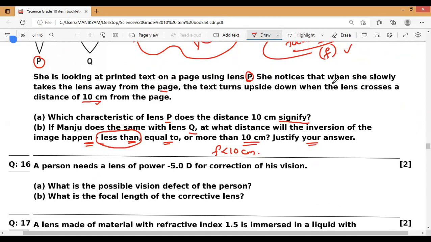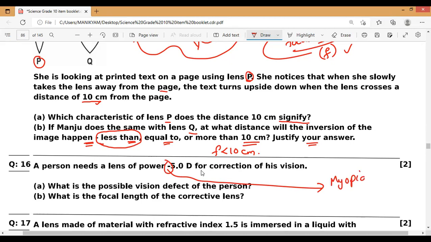Please respond. Okay, next. Any doubt, anybody, please ask. Now, next question. I don't want to read it also. By seeing the power is minus, I can say it is myopia or hypermetropia. Anybody? Myopia.